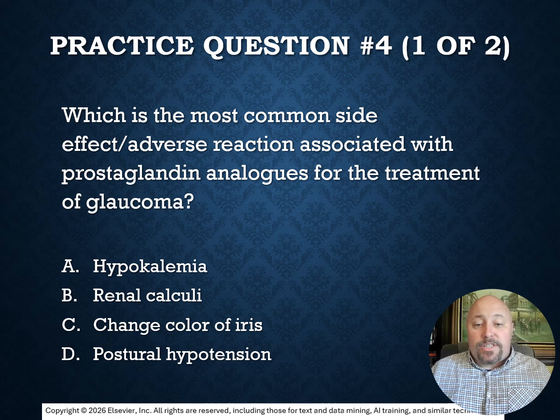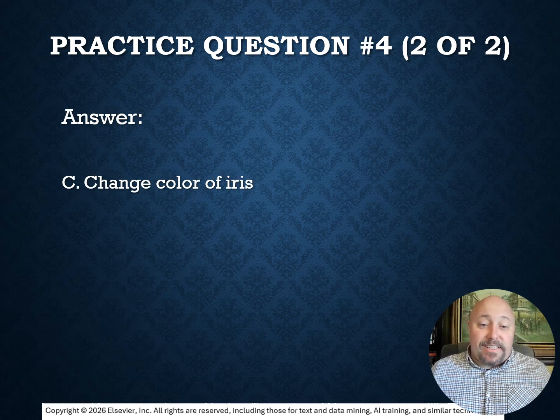Question four, which is the most common side effect or adverse reaction associated with prostaglandin analogs for the treatment of glaucoma? That be A, hypokalemia, B, renal calculi, C, a change in the color of the iris, or D, postural hypotension. And that answer is going to be C, a change in the color of the iris.